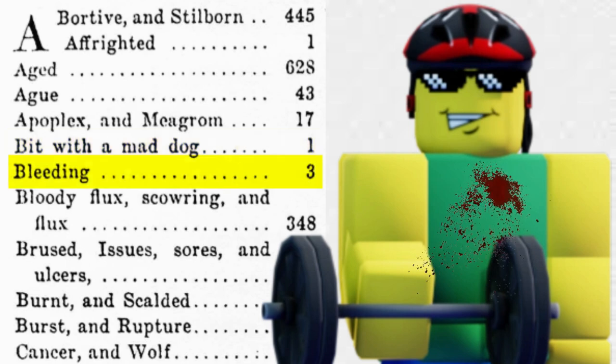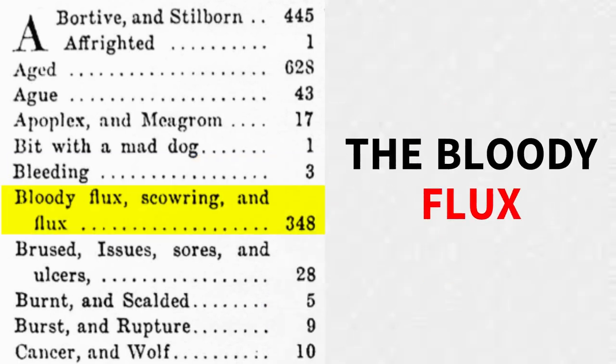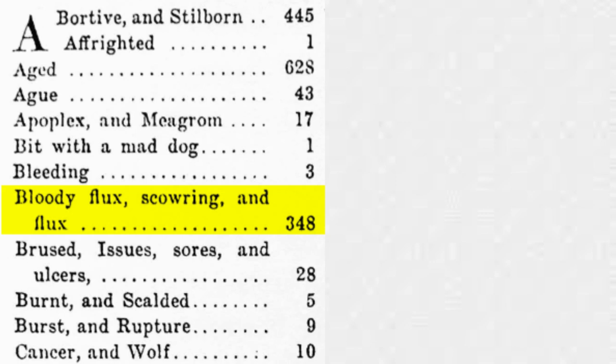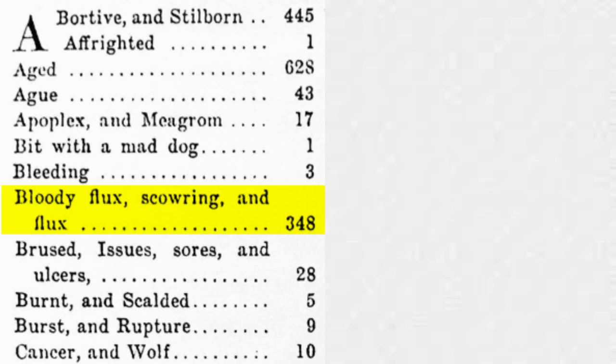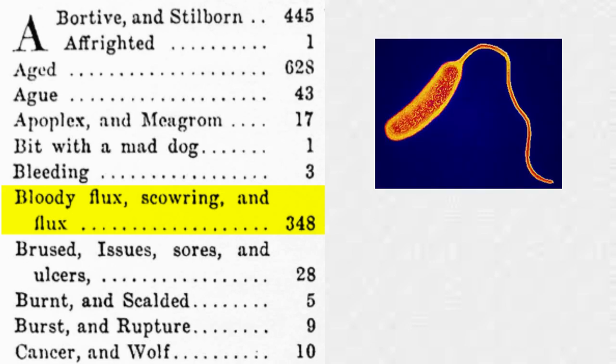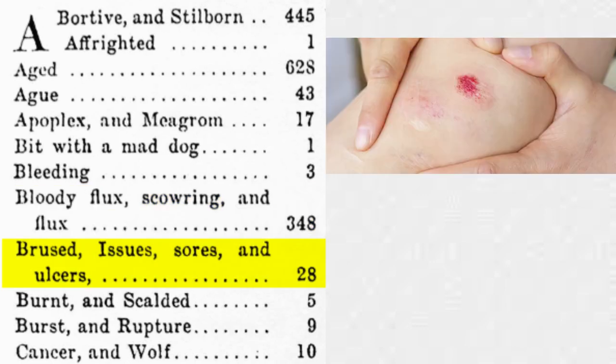3 died of internal bleeding, which is self-explanatory. 348 were killed by the bloody flux. Yikes! This one describes those who died of bloody diarrhea or severe other poos. It's important to note that cholera outbreaks were not uncommon in the city in this time period, which likely raises the number. 28 are listed under bruised issues, sores, or ulcers.